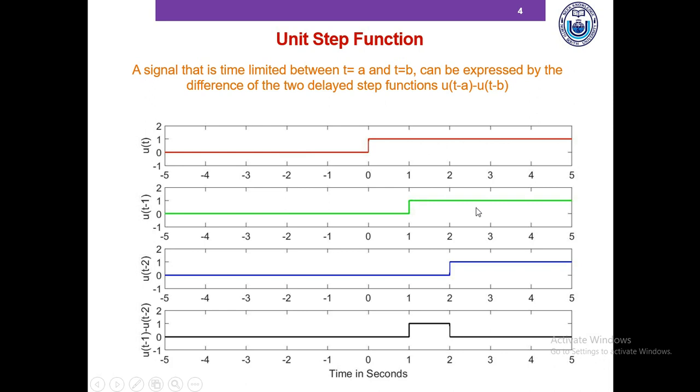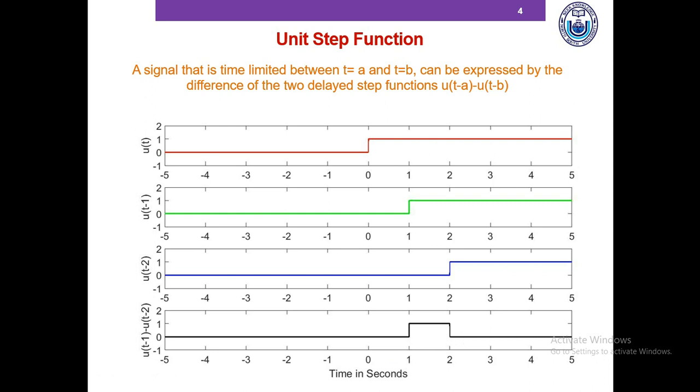So our signal exists from t equals 1 to 2 seconds, which means we need one step function which is u of t minus 1 and another delayed step function which is u of t minus 2. I've just delayed the red step function here to obtain the green step function, and I've delayed the red step function for 2 seconds to obtain the blue step function in the third panel here. Now if you subtract the signal in panel 3, the blue signal, from the signal in panel 2, the green signal, we end up with the signal in panel 4, the black step signal here, that exists between 1 to 2 seconds.